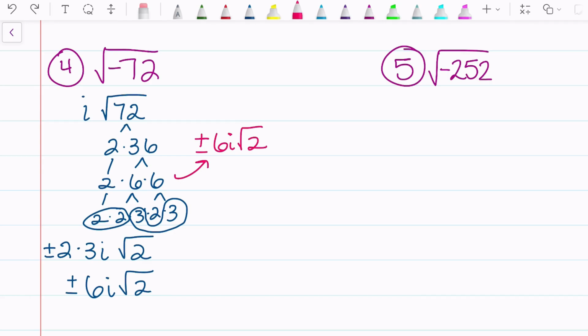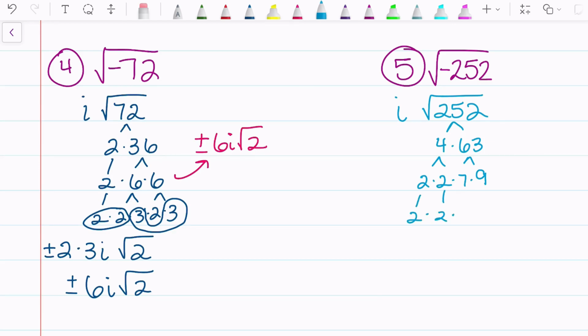Okay, number 5. Again, I'm going to start by writing this as i square root 252, and then I'm going to divide 252 by some numbers. Now, I'm going to jump to bigger numbers because I don't want to deal with the length of my tree if I'm dividing by 2 every time, but you're allowed to do that. I just use my calculator and I see that 4 times 63 is 252. And then I'm going to keep breaking this down. This is 2 times 2. 63 is 7 times 9. And so I have 7 times 9 here. And then I'm going to bring down my 2, bring down my 2, bring down my 7. And then 9 is 3 times 3.